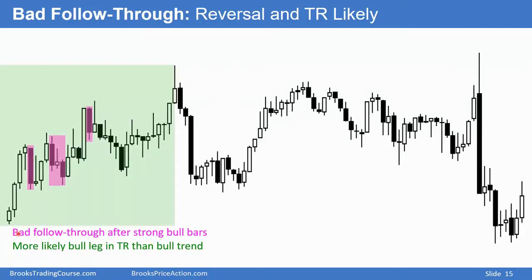When you see what appears to be a bull trend, yet the bull bars have bad follow-through, the bull trend is probably a bull leg in what will end up as a trading range. Here we're trying to continue up, but look at the follow through. Where are the consecutive big bull trend bars? We had some early on, but not here. Here we had bad follow through after every strong breakout. Here we don't even have breakouts. This is probably a bull channel that will become a trading range.